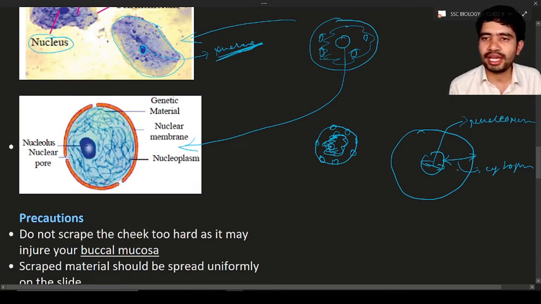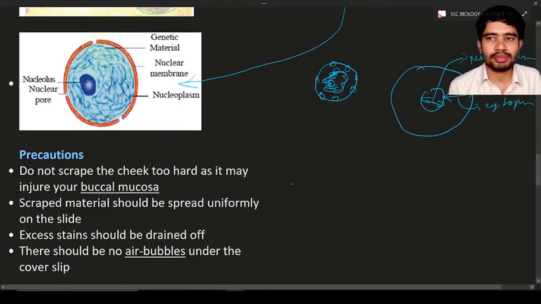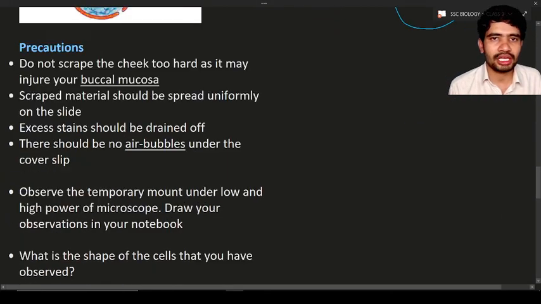Cytoplasm means the fluid-like substance which is present between the nucleus and the cell membrane. So this is the difference between the nucleus, the nucleoplasm, the cytoplasm, and so on. Now, precautions. Precaution means what care you should take. Those are the precautions while doing the experiment.